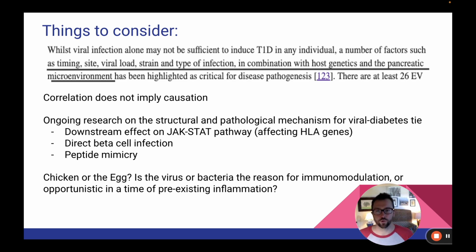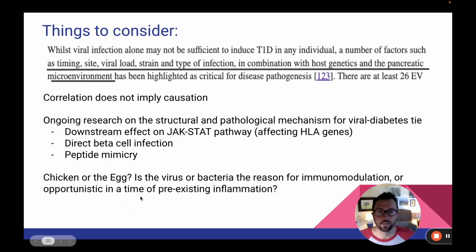So there is ongoing research on the structural and pathological mechanisms for the ties between viruses and diabetes. They talk about the downstream effect on a particular pathway called the JAK-STAT pathway, which has to do with an immune response that causes DNA damage, DNA oxidation. Coincidentally, it's affecting the HLA genes, which we mentioned before are those labeled the diabetes genes. Direct beta cell infection, are they actually attacking the beta cells, or are they mimicking things similar to the beta cells, and the beta cells are just kind of inadvertently being killed off, right?